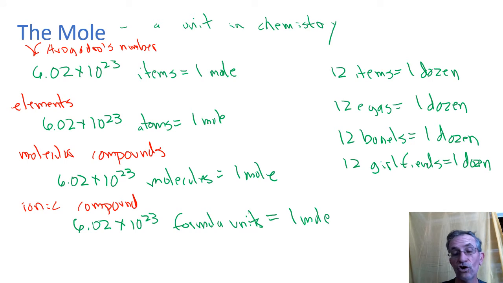So the word next to Avogadro's number, it might be different. It might be formula units, it might be molecules, it might be atoms. Why do we use different words? Because it depends on what kind of thing we're talking about. Elements are made up of atoms, so we're going to say atoms. Molecular compounds are made up of molecules, so we're going to say molecules. Ionic compounds are made up of formula units, so we're going to say formula units.